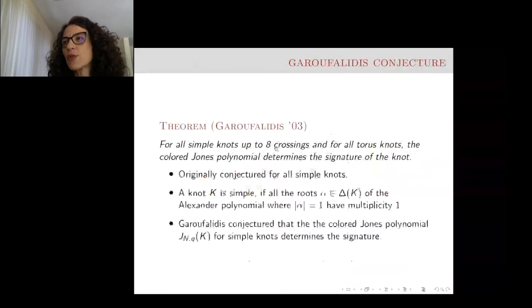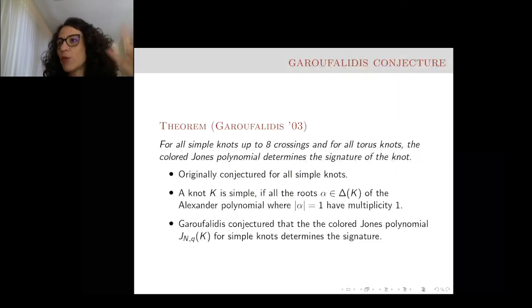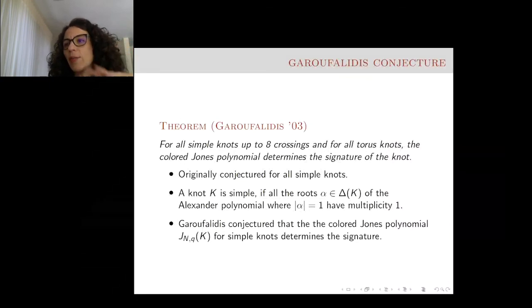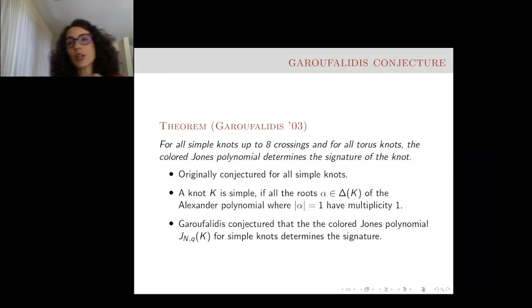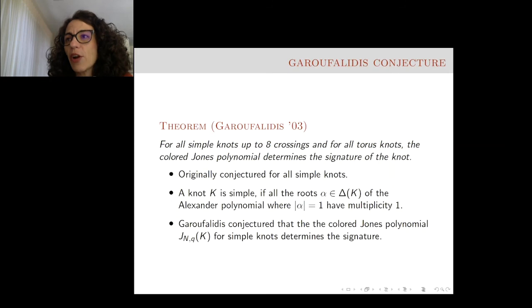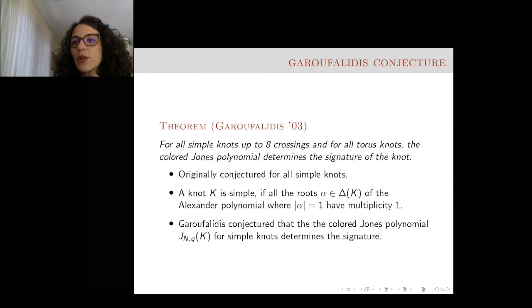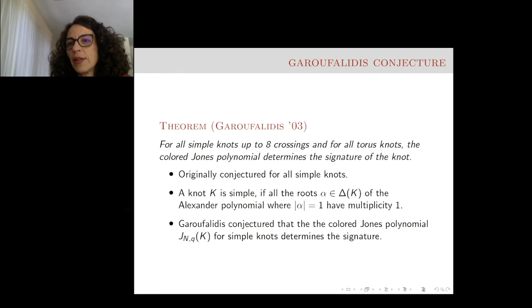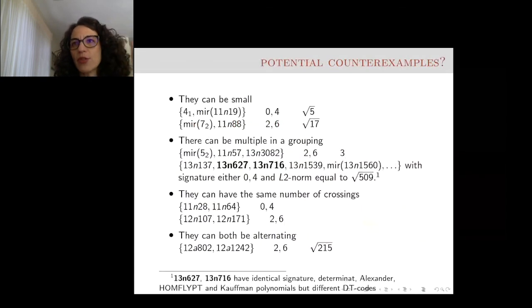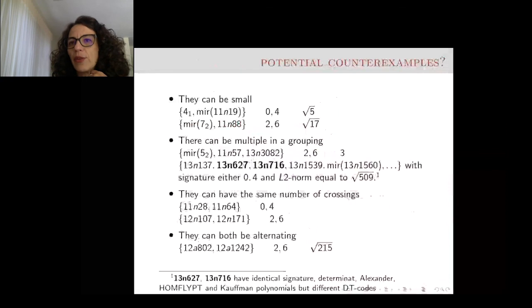Our idea was to recall the Garoufalidis conjecture. That's a conjecture for so-called simple knots, those knots whose roots of the Alexander polynomial are unital and have multiplicity 1. This conjecture was proven for all knots up to 8 crossings, and it says that the colored Jones polynomial determines the signature of these simple knots. It's conjectured to be true in general, but here's what we went after based on these flares. We looked into knots and tried to see how much the Jones polynomial knows about signature.